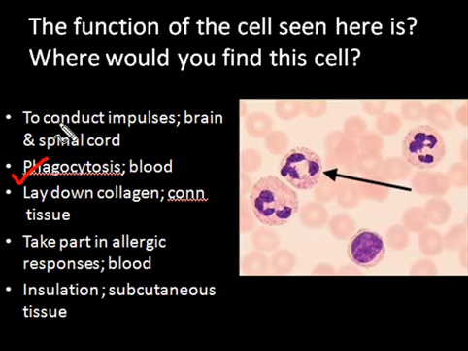Now these answers, where it says to conduct impulses, means we were talking about a neuron, which is present in the brain and spinal cord. Never just say nervous system, always give the exact location. It's not this, because neurons don't look like this. And this other choice is lay down collagen, which means fibroblast would have been the choice, and connective tissue, so we know it's not this one. Take part in allergic responses means eosinophil. It's not that, and I'll show you an image of an eosinophil and how different it is from a neutrophil. And for insulation and present in subcutaneous tissue is adipocyte.